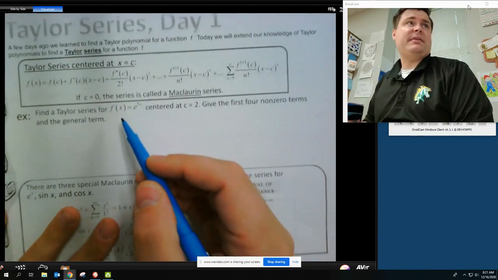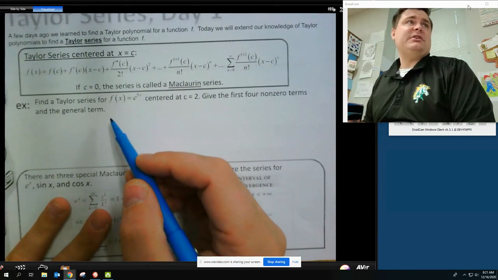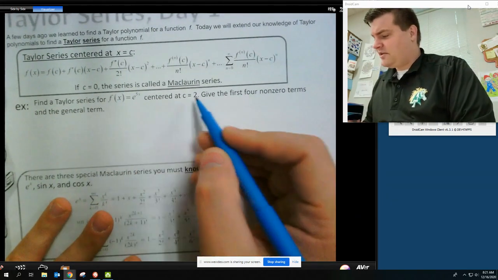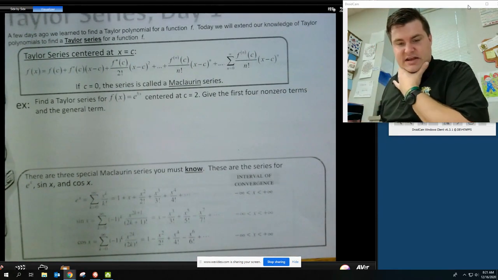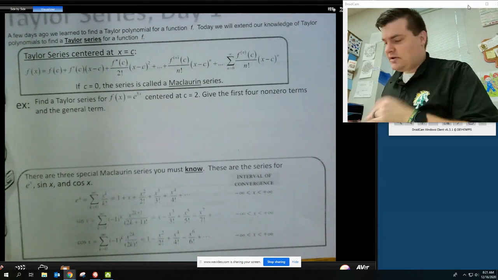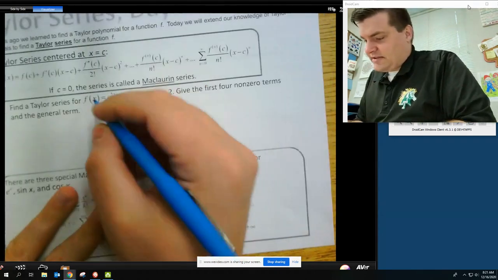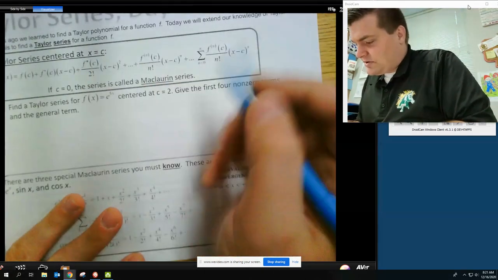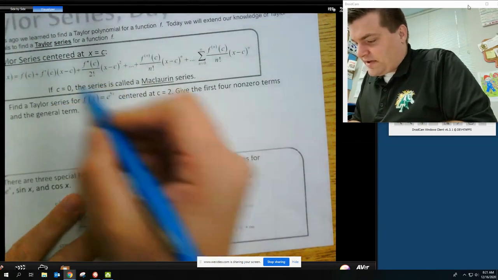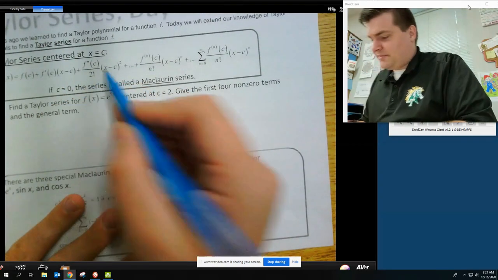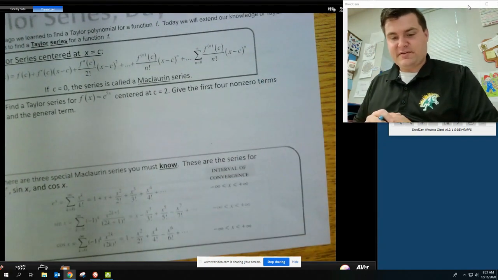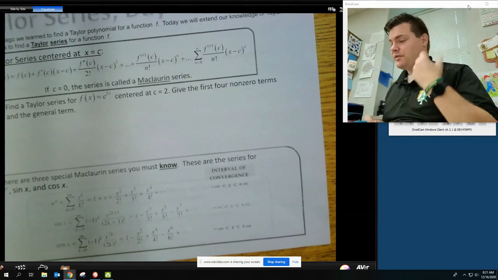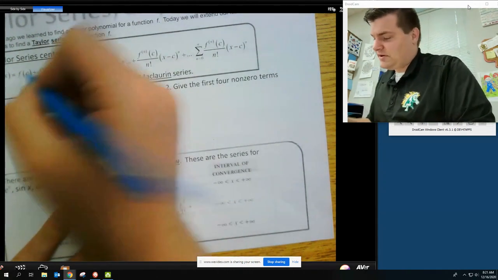Okay, so let's go do the first example, which is just a recall, really. We've done a problem like this already. Find the Taylor series for f of x equals e to the 5x centered at 2. Give the first 4 non-zero terms and the general term here. Okay, so to find this, I need to find f of c. So f of 2, I need to find f prime of 2, f double prime of 2. I need to go all the way, since the first 4 terms, just up to the third derivative. Okay, 4 terms, third derivative, because don't forget about the constant one.